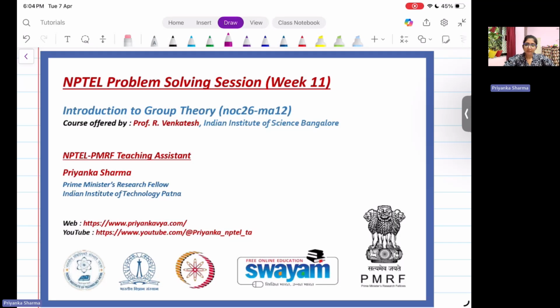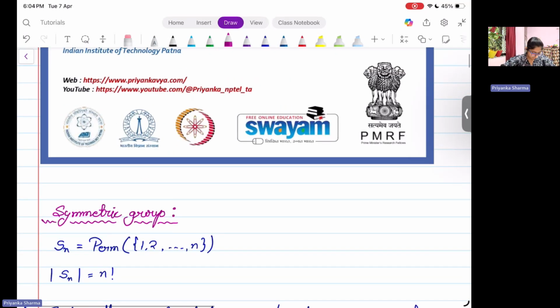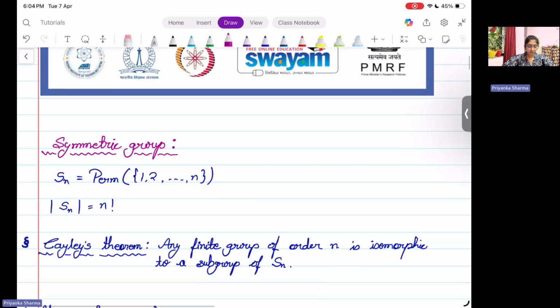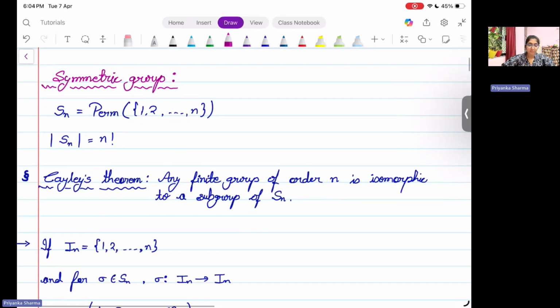In today's session, we will study the symmetric group, an interesting subgroup of the symmetric group called the alternating group, conjugacy classes in there, and some other interesting results. So let's start today's session. First of all, we recall what a symmetric group is.